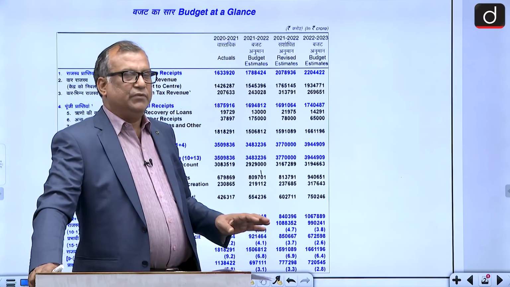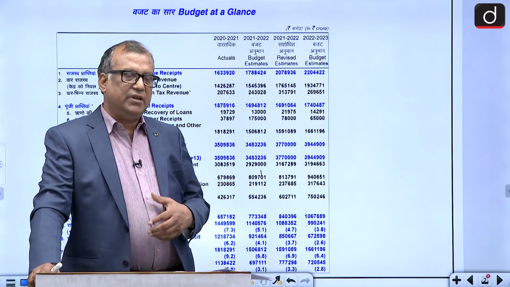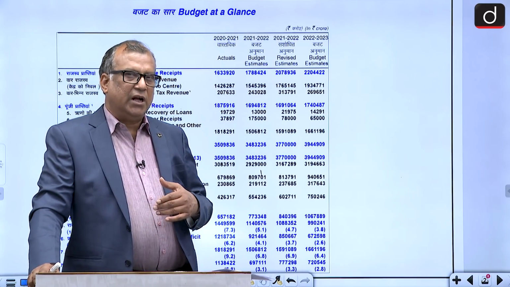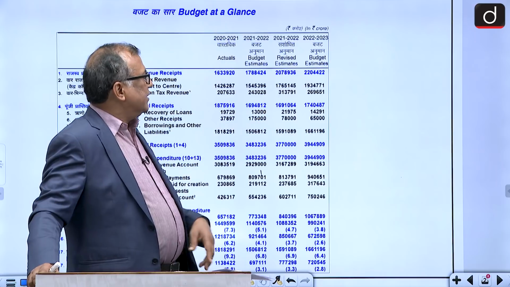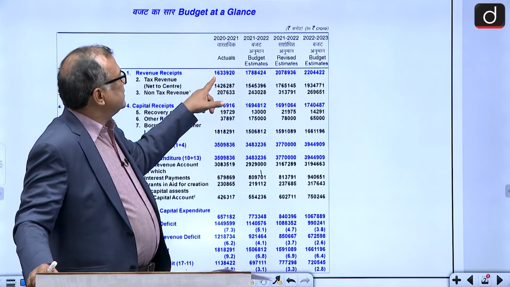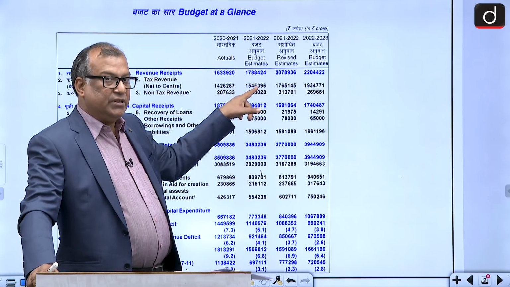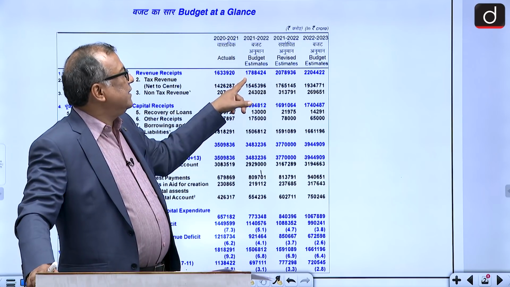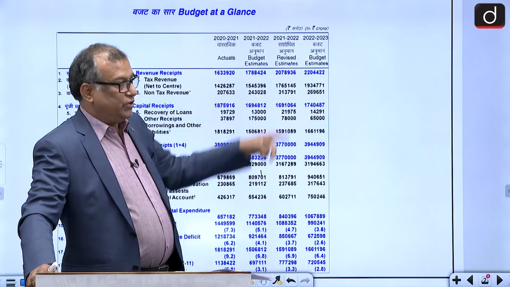But after 6-7 months of experience or actual collection, the administration is induced to revise the estimate. So, generally in the months of November and December, these budget estimates are revised and we get some amended data. For example, in the year 2020-21, revenue receipt was 16,33,920 crore. When this year's budget was presented last February, we expected that it will increase to 17,88,424 crore. But after revision, it has been revised upward.